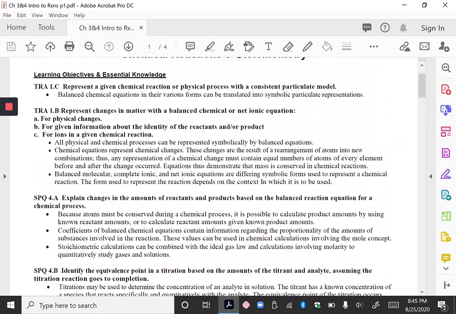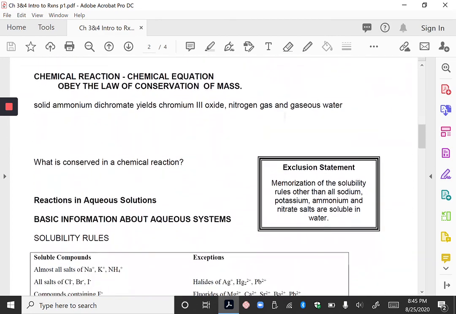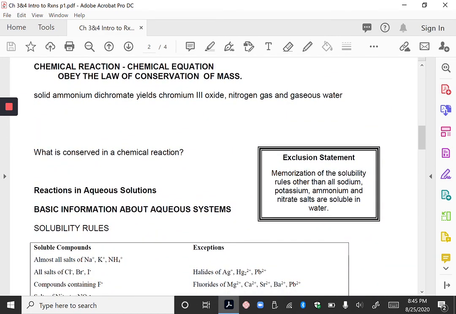And also don't forget that these are your learning objectives, so you want to read through these, especially at the end of the chapter, to make sure that you understand every single one of those. So let's go ahead and get started with chapter 3, the chemical reactions.